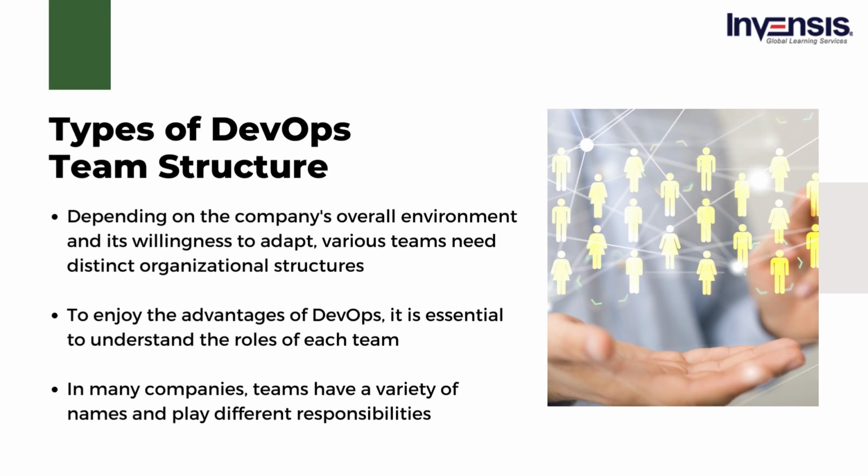Depending on the company's overall environment and its willingness to adapt, various teams need distinct organizational structures. A DevOps team at two separate companies may have very different meanings. To enjoy the advantages of DevOps, quicker time to market, higher deployment frequency, enhanced team culture, and more cooperation between teams and departments, it is essential to understand the roles of each team. Nonetheless, in many companies, teams have a variety of names and play different responsibilities. For example, an infrastructure team acts as both chooser and maintainer of tools.